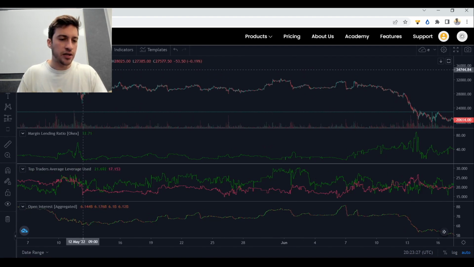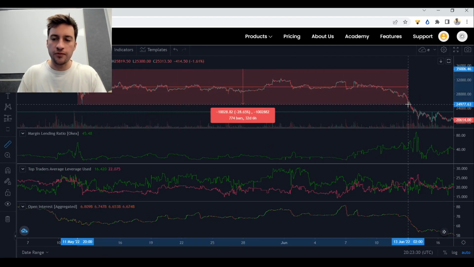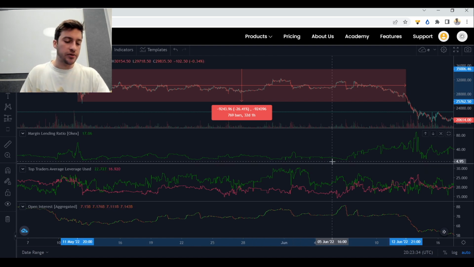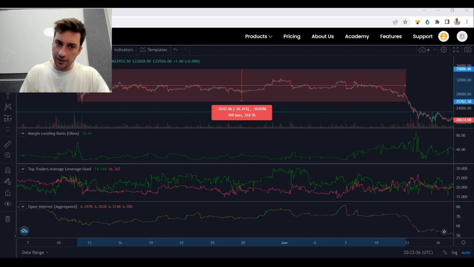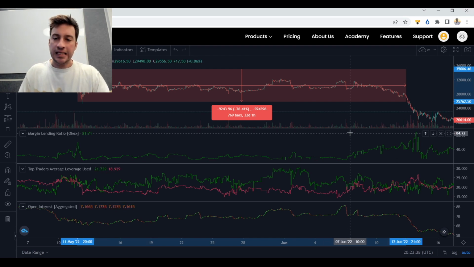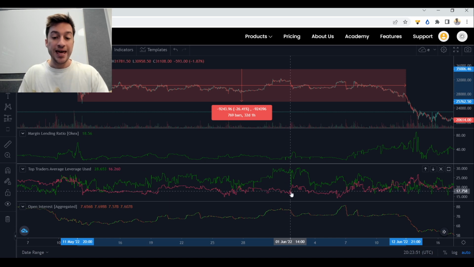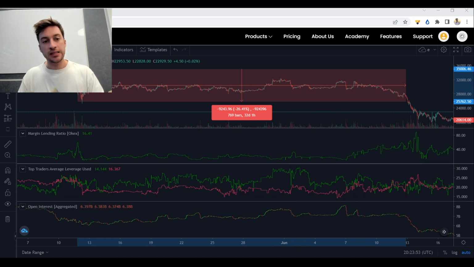And in this consolidation range, what I want to point out, and what I've been already pointing out, is, again, a warning sign and something that makes it incredibly likely the price is going to just tank, is when you see the margin lending ratio on OKX rising, when you see top traders' average leverage used being very, very high, like right around here, with the longs using a crazy amount of leverage, and you see open interest relatively high.